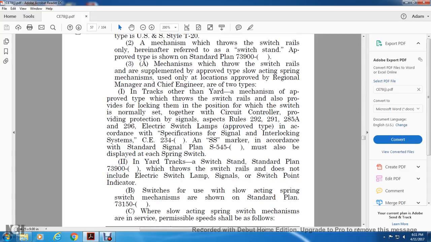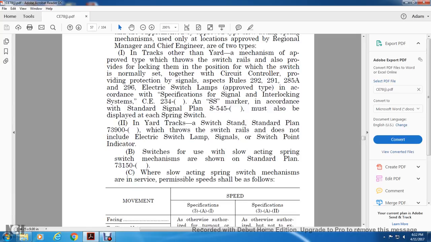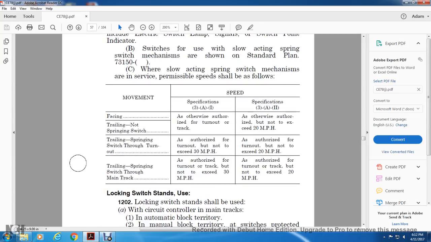In yard track, switch stand standard plan 73900, which throws the switch rails, does not include the electrical switch lamp signals and switch point indicator. Switches for use with slow action spring switch mechanism are shown in standard plan 73150. Where slow action spring switch mechanisms are in service, the permissible speeds shall be as follows.